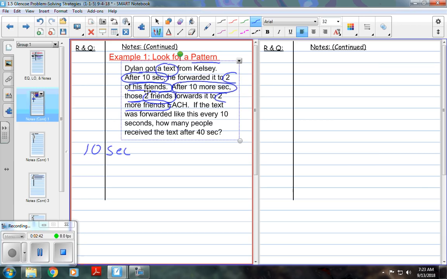If the text was forwarded like this every 10 seconds, so again, we have that 10-second interval being recycled, how many people receive the text after 40 seconds? We have a pattern here of 10-second cycles. Our goal is to figure out how many texts have actually been sent in total. This is a challenging problem because a lot of students forget about the key to the beginning of this problem. So I'm actually going to have you try to figure it out.